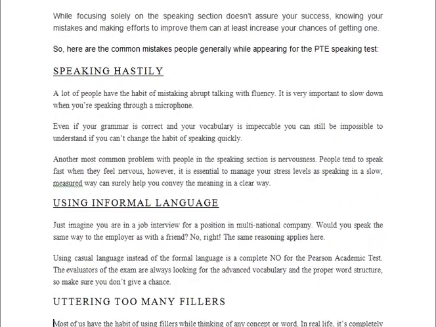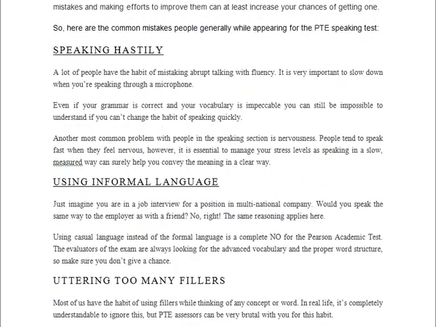Using informal language. Just imagine you are in a job interview for a position in a multinational company. Just like you don't speak in an informal way when you are attending an interview, the same applies here. So do not speak in an informal tone. Using casual language instead of formal language is a complete no for the Pearson academic test. The evaluators of the exam are always looking for advanced vocabulary and proper word structure, so make sure you don't give a chance to be underscored here.